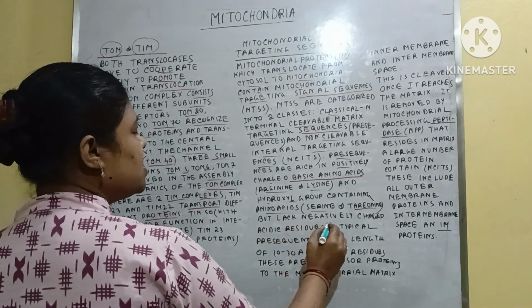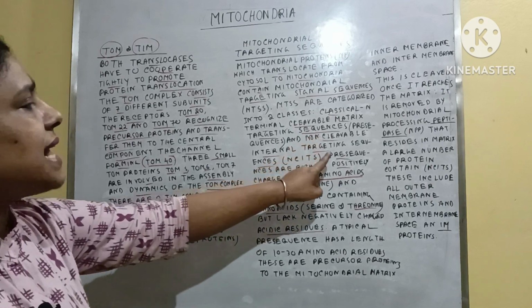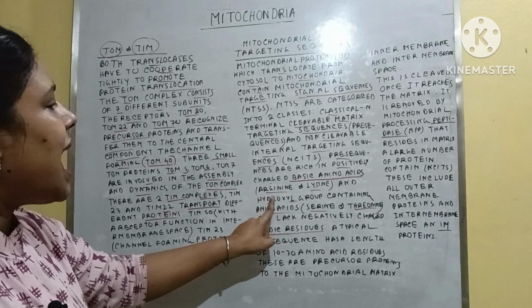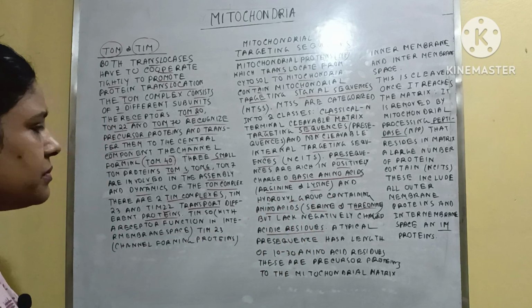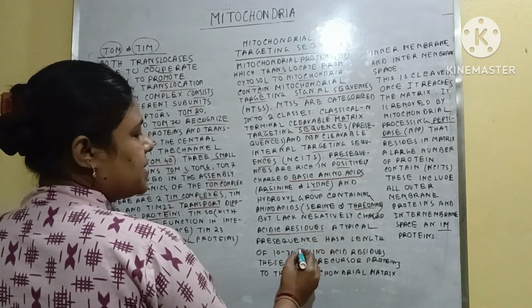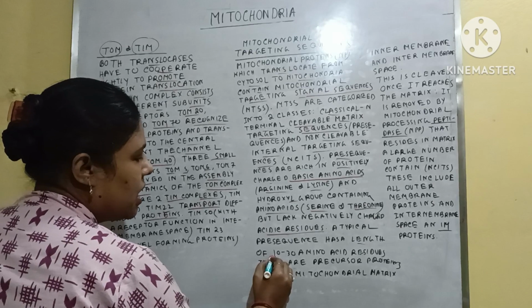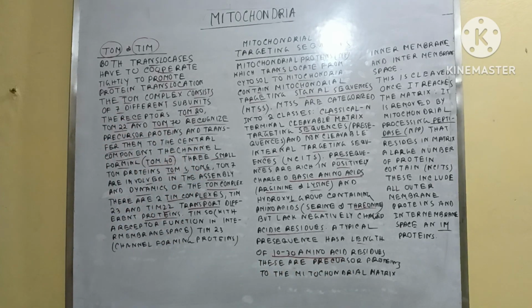But negatively charged acidic residues are absent. So pre-sequences have positively charged basic amino acids and hydroxyl group containing amino acids. Clear? And typically, the length of the typical pre-sequences is 10 to 30 amino acid residues. It contains about 10 to 30 amino acid residues.